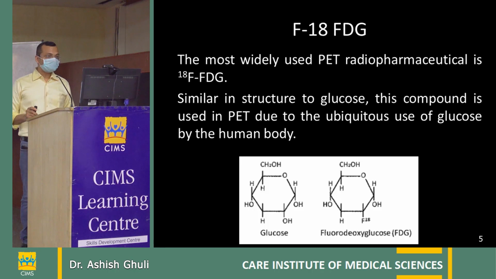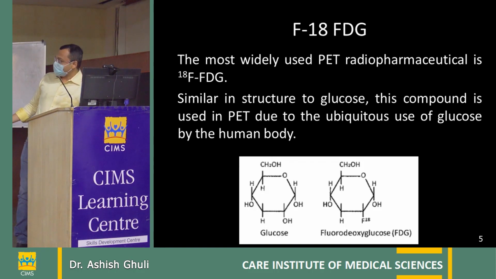There are n number of radiopharmaceuticals available, but because of logistic reasons, we are able to use only a few of them. So F18 FDG, the fluorodeoxyglucose, is the most common, the magic molecule which we use in PET CT. So this is the normal structure of glucose. When you remove this hydroxy moiety from the glucose and replace it with the radionuclide F18, then this becomes a radioactive glucose.